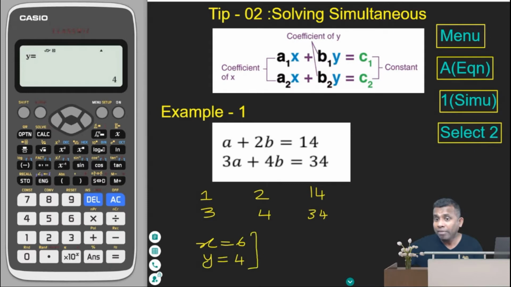Right? You may have a question coming with 3 variables. In the GCSE syllabus, there are no 3 variable questions. In your A-level exam, in the matrices chapter, there is a 3 variable question. You may use this option to find the 3 unknown variables, right? For your GCSE, only 2 variable equations. So you have to carefully enter the coefficients and get the answer straight away.